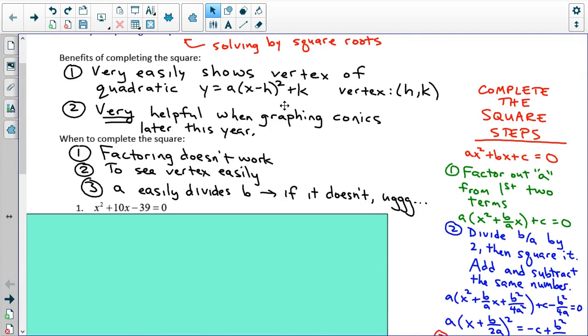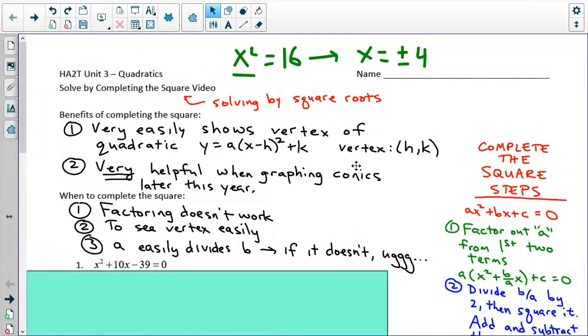And it's also very helpful when we're graphing conics later this year, which is one of the main reasons why we practice it now. So then the first time we're seeing it is not later in the year. It also is pretty easy to solve when we're given something in this mode. So if we can get something to this mode, it's not that hard to solve.